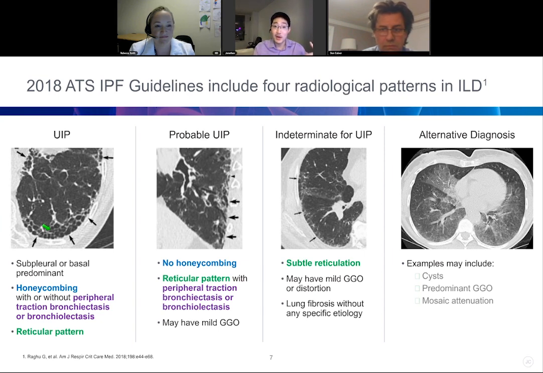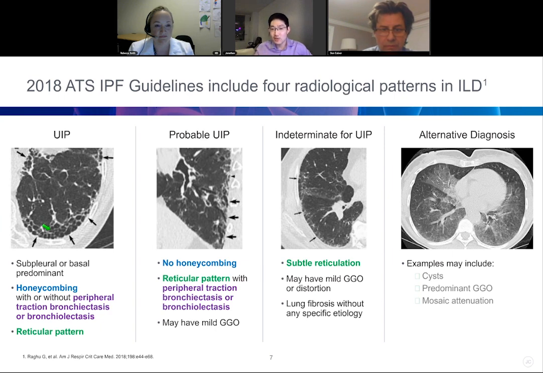Now we have a category for these kind of hard cases where I throw up my hand and say, I don't know what this is. And it'd be interesting to follow these patients forward to see what the diagnostic ramifications of this pattern actually are, as well as the long-term ramifications from an outcome standpoint. And the last category is alternative diagnostic category. And this really is a grab bag category.